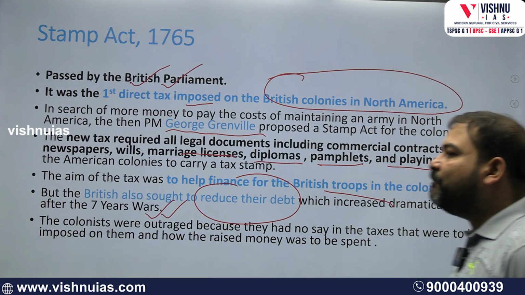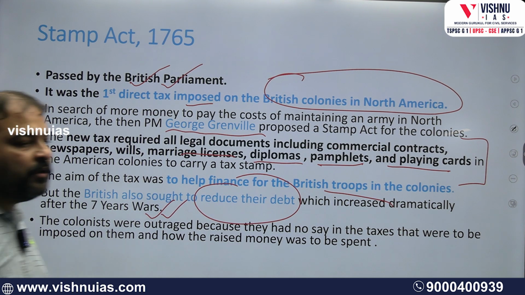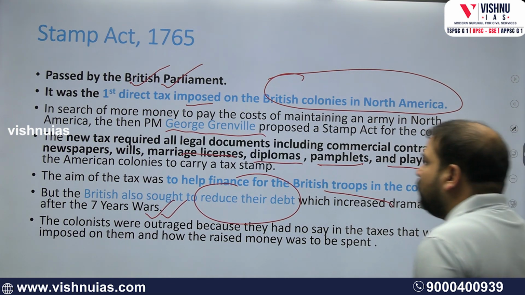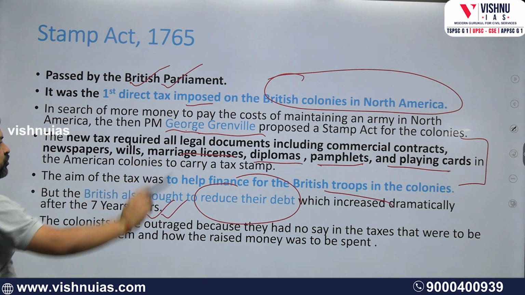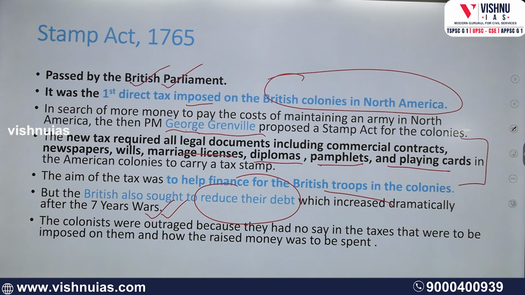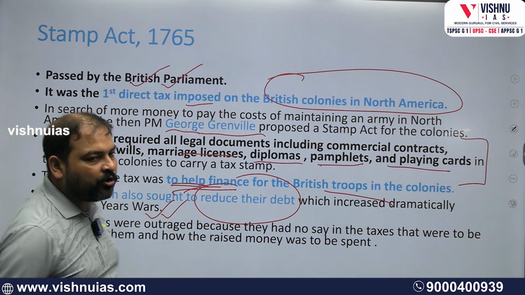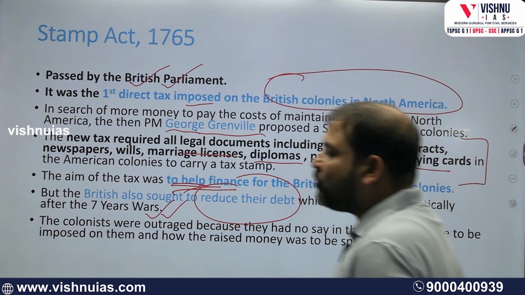Next, Stamp Act 1765, issued by George Grenville. On the board it is written, he is the Prime Minister. Purpose, guys: to help finance the British troops in the colonies. Why this act? The purpose is to help finance the British troops in the colonies.